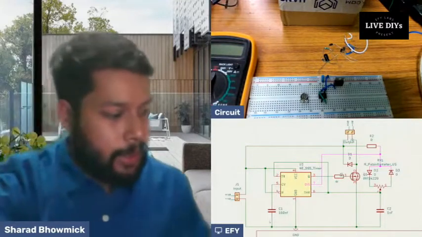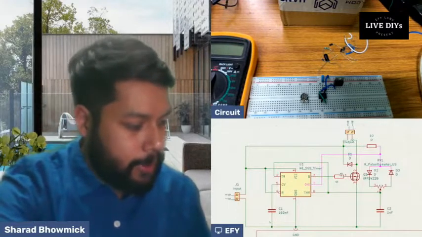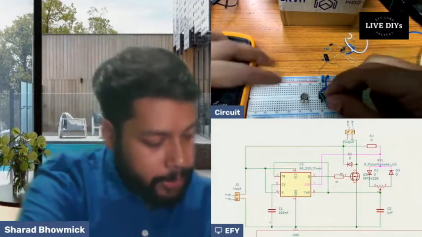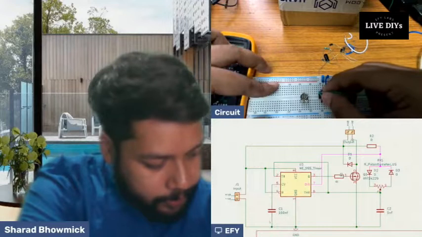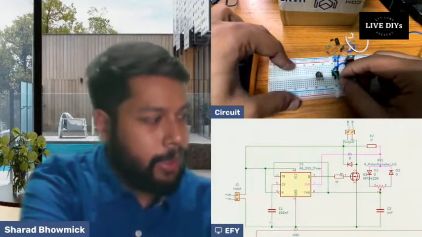So I use the same. I connect pin number 4 and 8 with the VCC. I'm using pretty big wire. Oh, my circuit is visible.